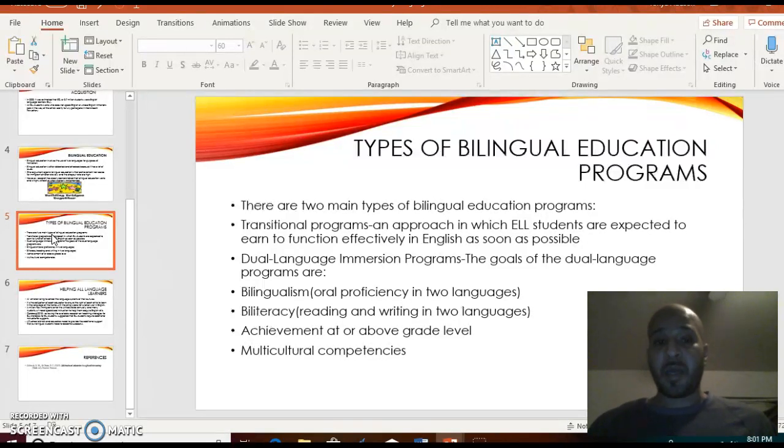The goals of the dual language programs are bilingualism, oral proficiency in two languages, biliteracy, reading and writing with two languages, achievement at or above grade level, and multicultural competencies.